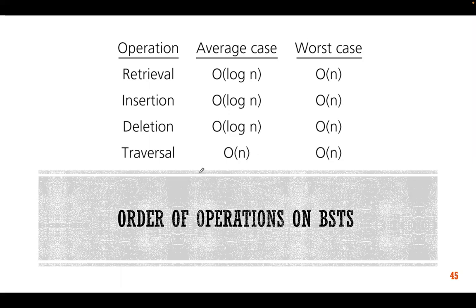Now traversal, you saw that traversal is order of n. Traversal means we traverse all the nodes in the binary search tree or binary tree. The traversal is the same in the binary search tree and binary tree. We are traversing all the nodes, so this is going to be the same as the number of nodes. So in both average case and worst case, that will be an order of n operation.